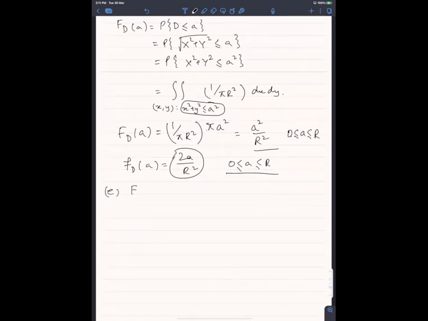E part, expected value of D. Oh, you know the density function. There is no magic in finding the expected value. So expected value of D would be equal to the integral from 0 to r of a into 2a over r square, that is x into the density function, da. So this would be equal to 2 by 3 r square times a cube, which would be r cube. So this would be equal to 2 by 3 r.